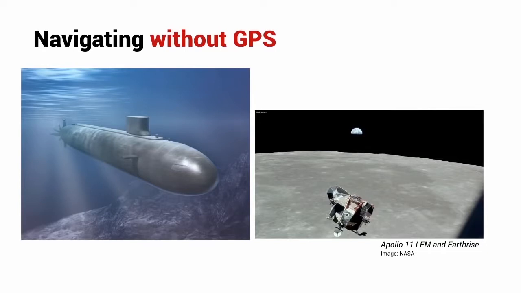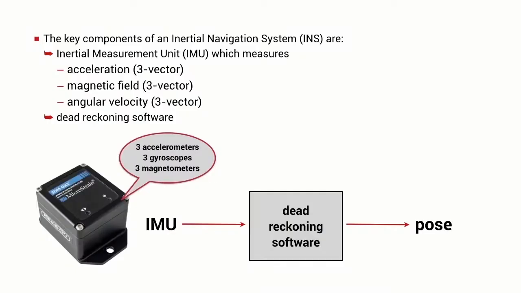Before the advent of GPS, navigating precisely on the surface of the planet or in outer space was very difficult, and the technology that was used was called inertial navigation. That involved measuring the acceleration and angular velocity of the vehicle and integrating that over time to determine the position. The key components of an inertial navigation system are an inertial measurement unit, which contains the sensors that measure acceleration, magnetic field, and angular velocity, and what's called the dead reckoning software that takes those signals and integrates them over time to continually update the pose of the vehicle.